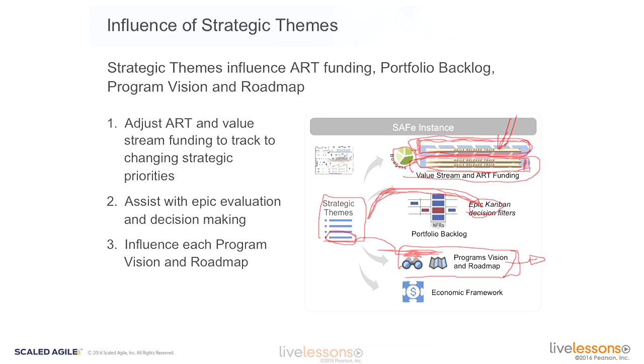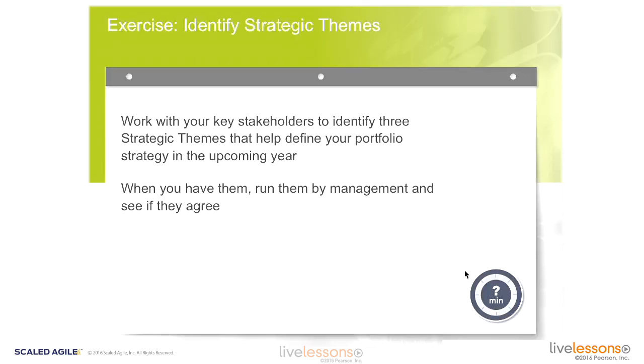And of course, they influence the economic framework because they're really part of the decisions that drive us to make the right investments. They're part of the decisions that allow us to help manage our CapEx and OpEx exposure in that process. So let's take a minute for an offline exercise for you. Find your key stakeholders and work with them to identify 3 strategic themes, 3 or 4, no more than 4, that help define your portfolio and strategy in the upcoming year.